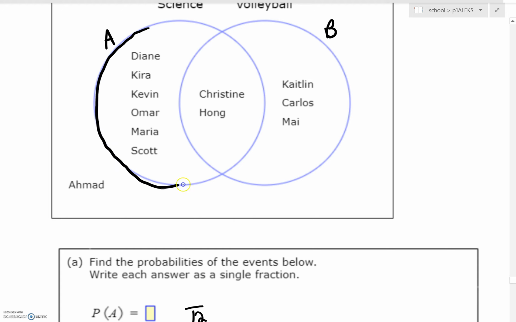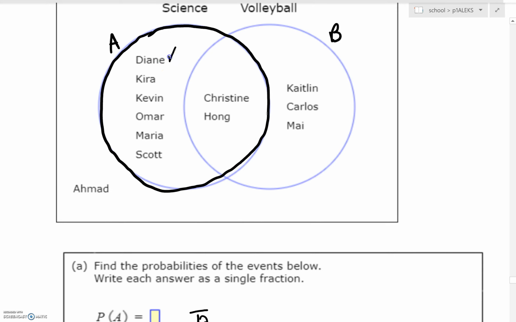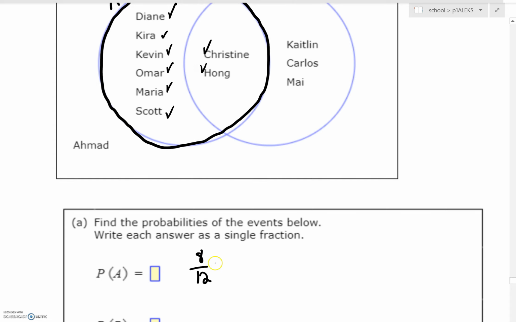We've got 12 students to select from. Here is circle A. That would be being in science club. We've got 1, 2, 3, 4, 5, 6, 7, 8. Even though this is in the overlap, that's fine. Tell you what, let's divide by a 4 on top. Divide by a 4 down below, you'll get 2/3.